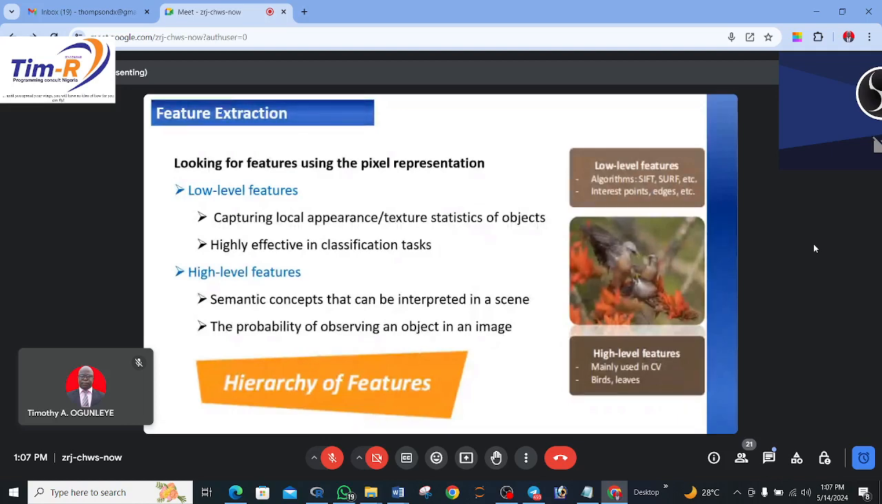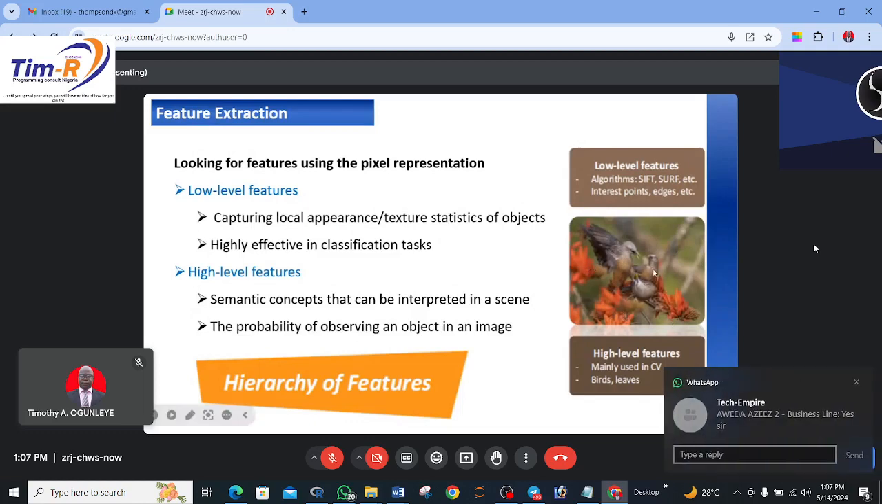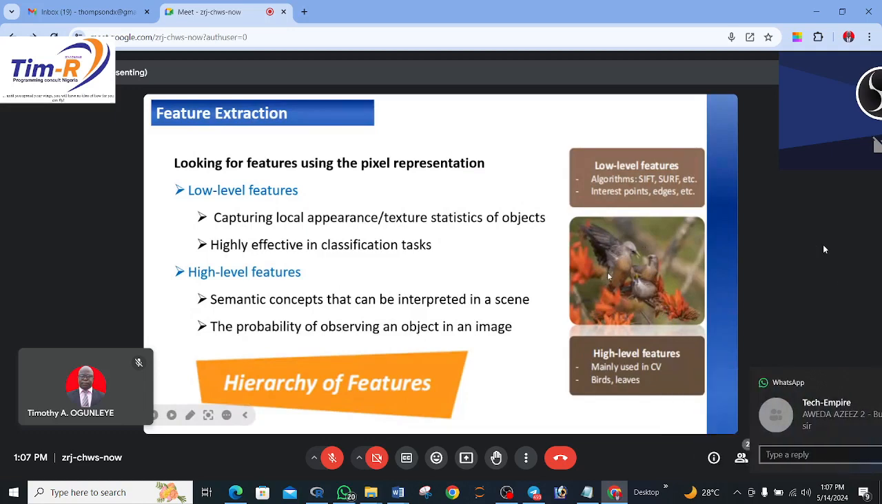But most especially when you want to talk about a classification problem, we use the low-level features. The high-level features are mainly used in computer vision. An example of that is birds, leaves for the high-level features. You can see this. These are high-level features to consider in this image here.